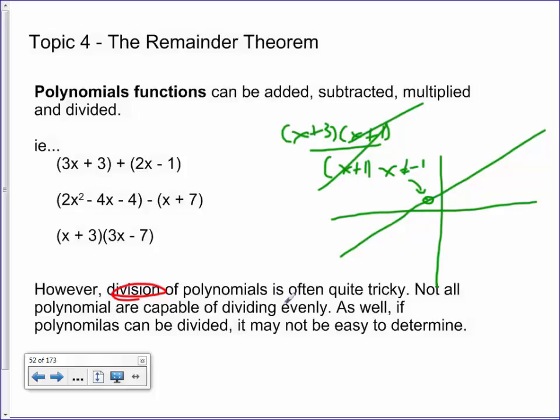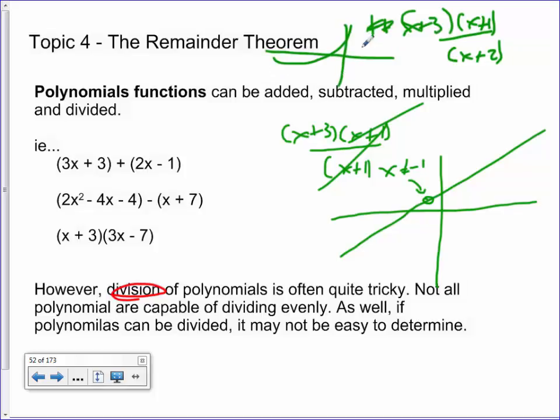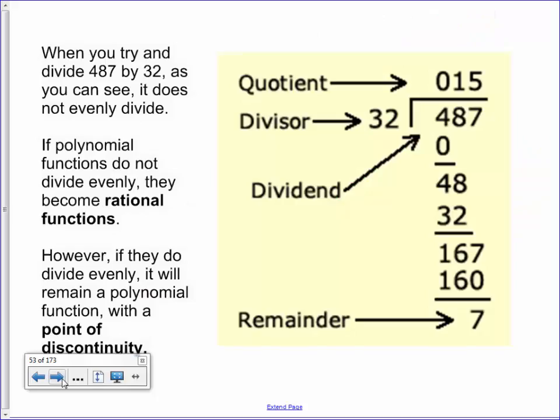The other possibility for a graph that's divided is you have x plus 3, x plus 1, but you divide it by x plus 2. Here, nothing will cancel. So often what you get then is a crazy looking graph where there's an asymptote instead. So my goal today is to give you some skills to be able to actually do some long division of polynomials. Okay. Let's just hop right to an example, I think.